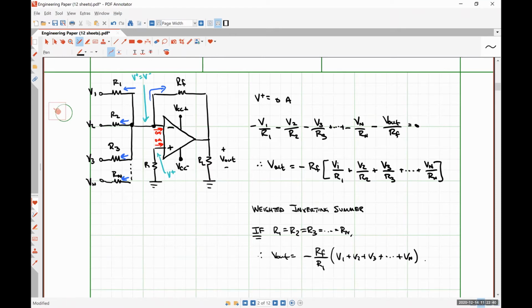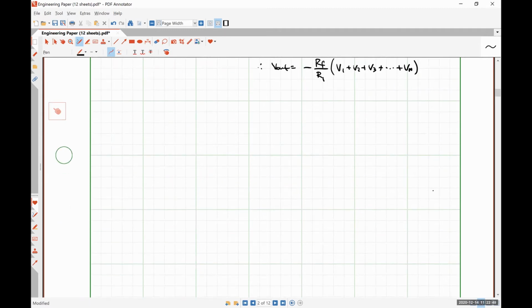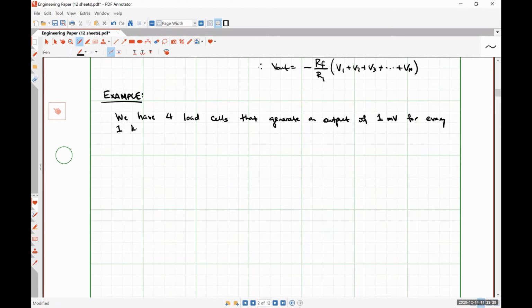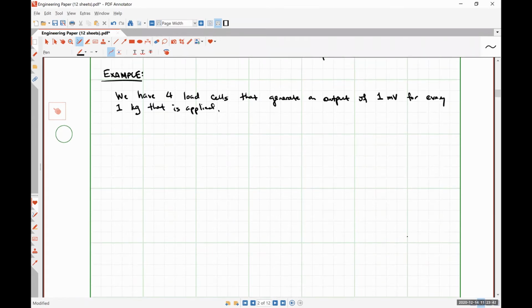A much more practical application would be a load cell. So for example, just to give you guys a use for this, let's say that we have load cells that generate an output of 1 millivolt for every 1 kilogram that is applied. Okay.